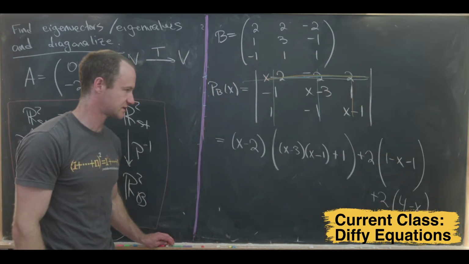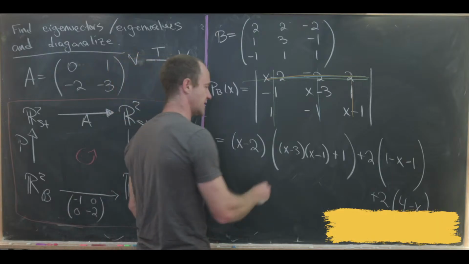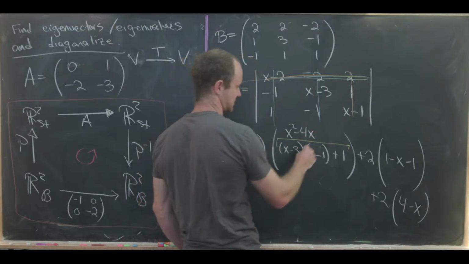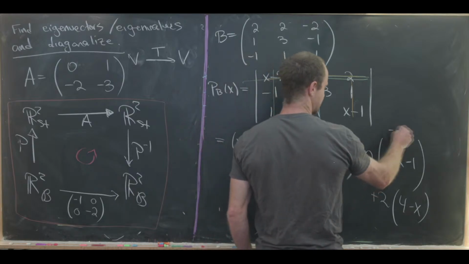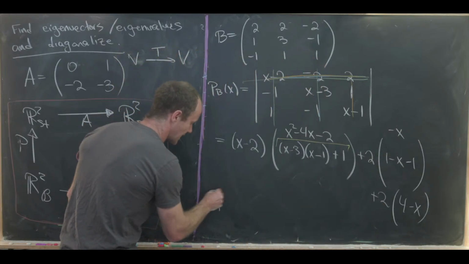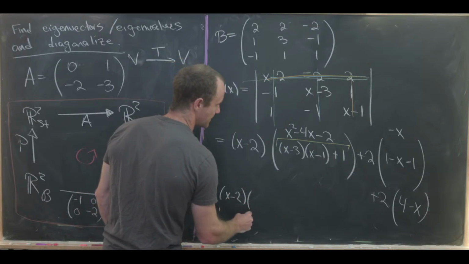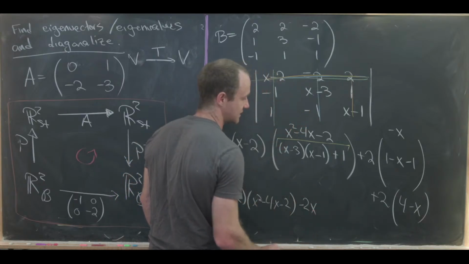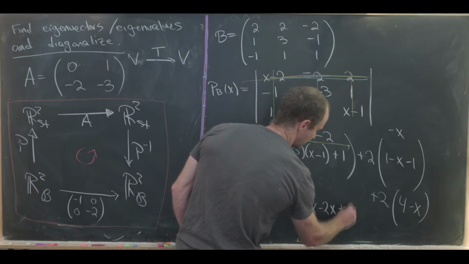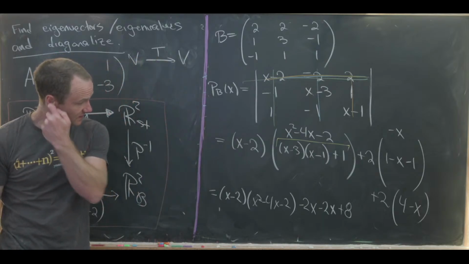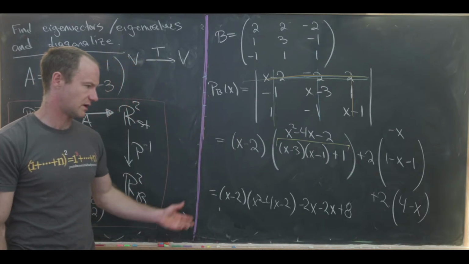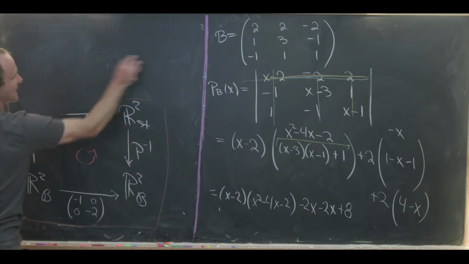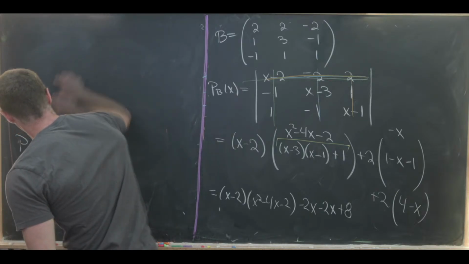So we're going to be left with something like this. Then we can start simplifying a little bit. Let's see, what is this going to multiply out to? x squared minus 4x minus 2, and then this is just going to be minus x. So we've got x minus 2 times x squared minus 4x minus 2, minus 2x, minus another 2x plus 8 from that down there. I don't know, actually we can do this because it's not actually that bad. Okay, so let's see where we can take this. We can at least get the eigenvalues. We won't worry about the eigenvectors.